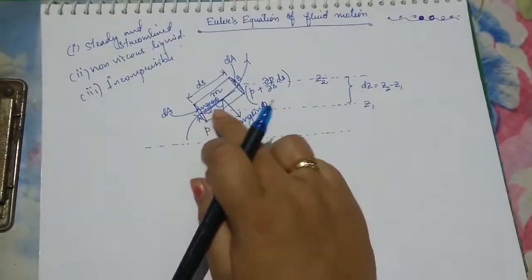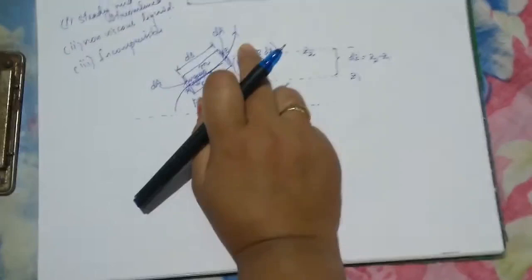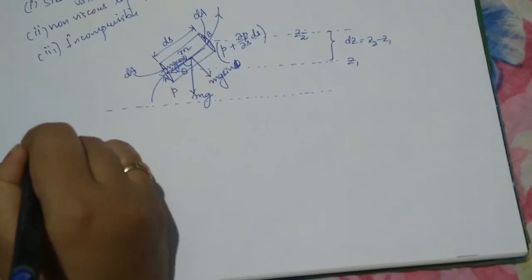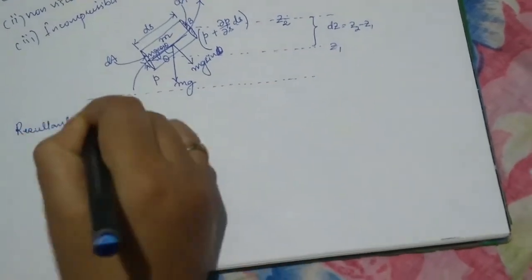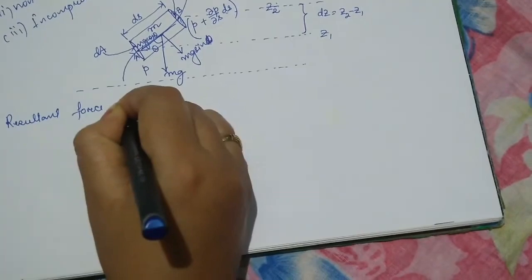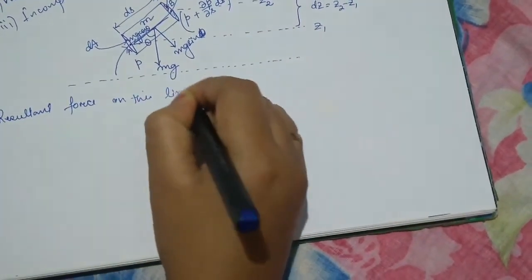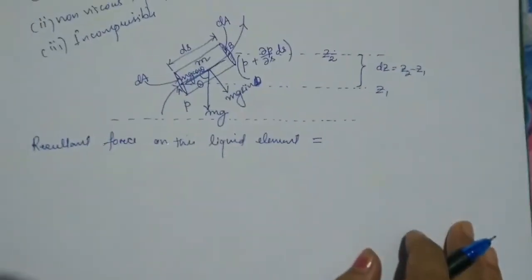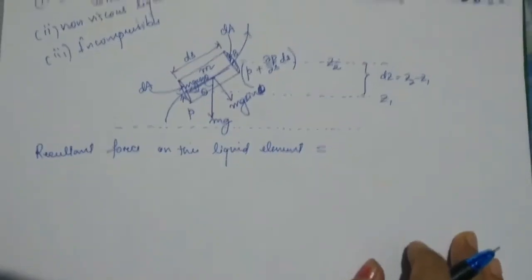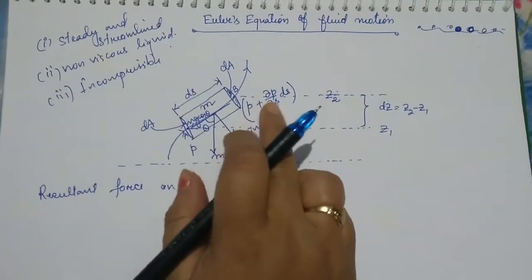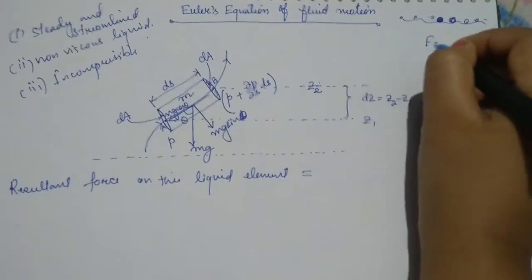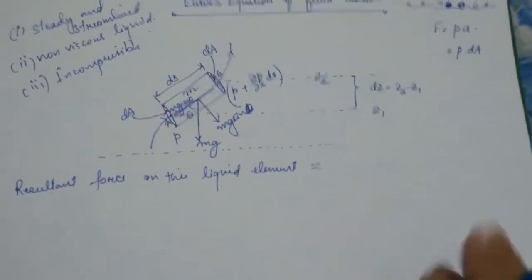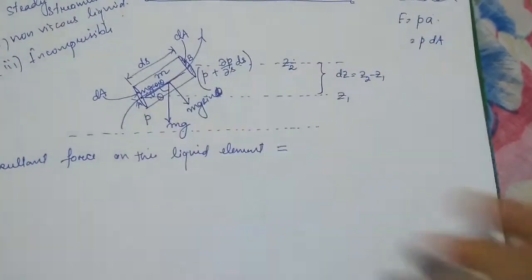Now since the liquid is flowing from here to here, there must be some resultant force acting on the liquid, isn't it, this element? So if I want to write the resultant force on this liquid element, we have pressure only. See, this is P plus del P by del S ds, and you know that force is nothing but pressure into area. Here what is the area? It is dA, isn't it? So what is the change in pressure? It goes from P and then it rises up to dP.